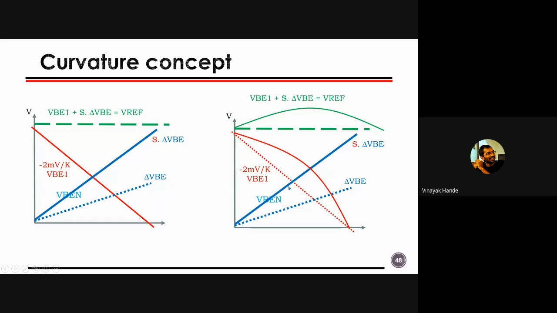Now for delta VB, the slope will always be straight. That is Vt ln n, right? If you take the derivative, it is nothing but k by q into ln of n, so that is just a number. So the slope of delta VB is always linear, whereas the slope of VB is always non-linear. Because of that, you are getting curvature in the reference voltage, and this will limit your accuracy, right?